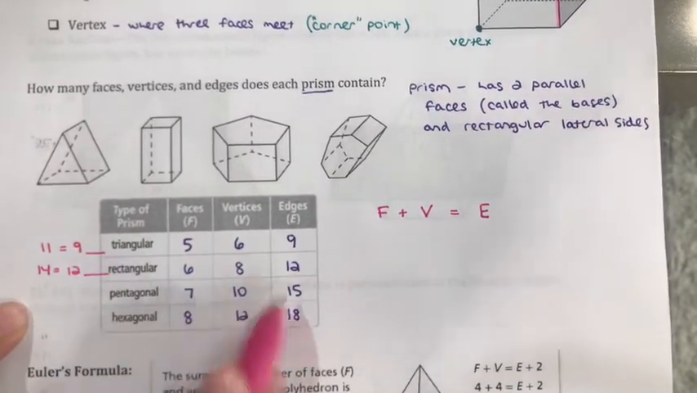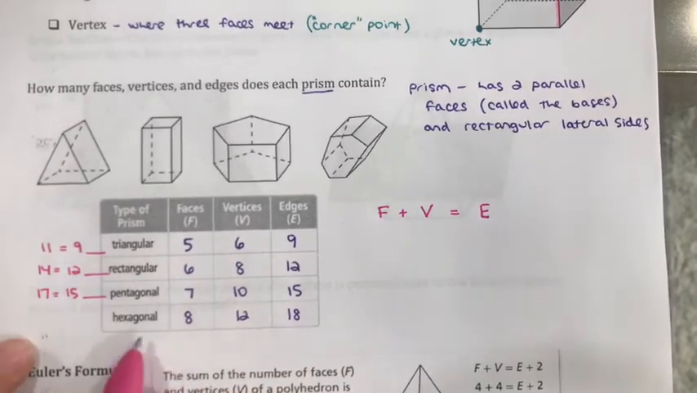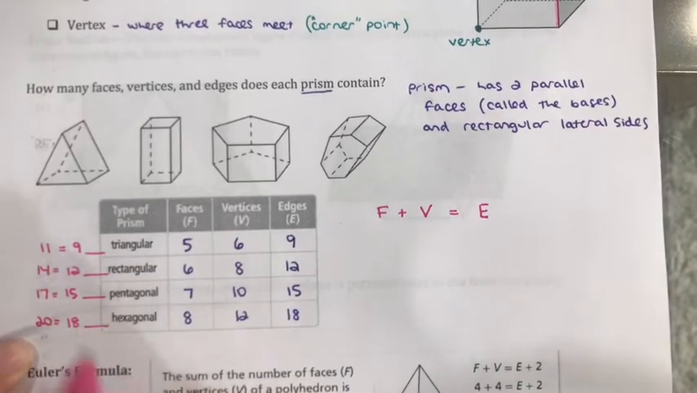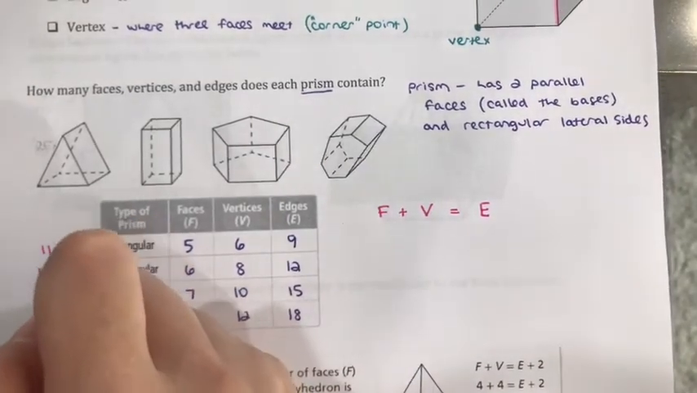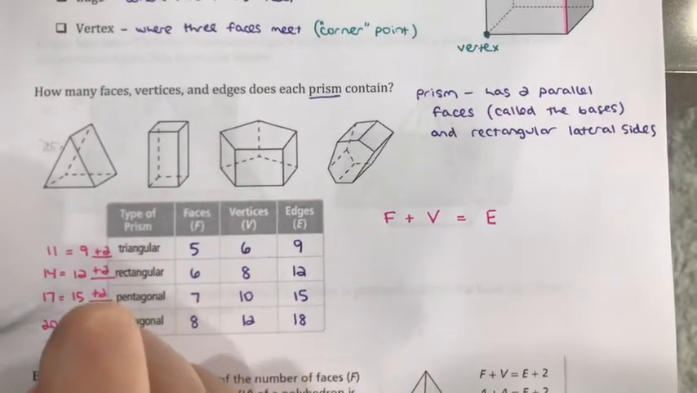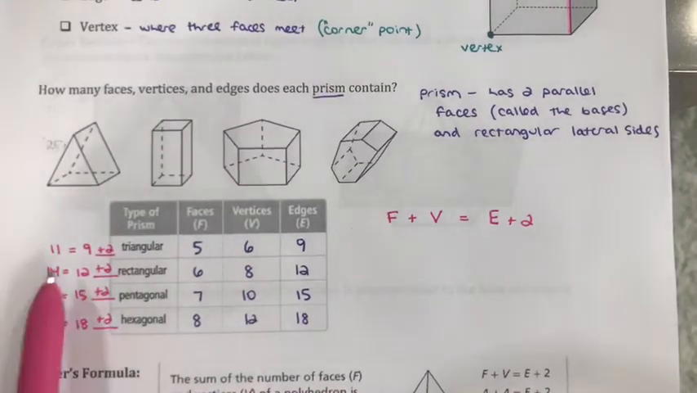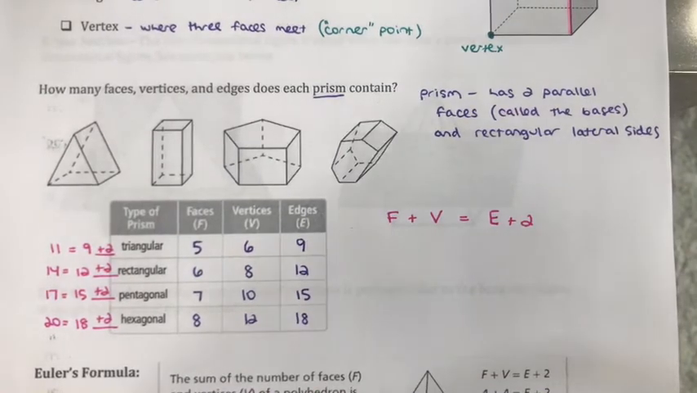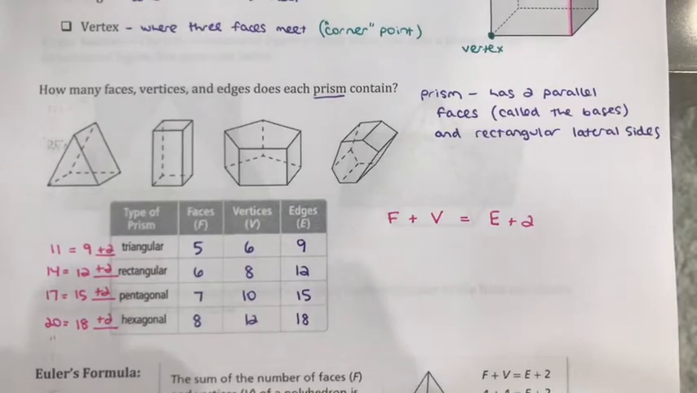I've got 17 and 15. And then I've got 20 and 18. Now it's a little bit easier to see, oh, well, maybe there is a pattern here. If I add 2 to the number of edges, that means it's going to equal the sum of the faces and the vertices. So we actually call this formula Euler's formula, which is right below.